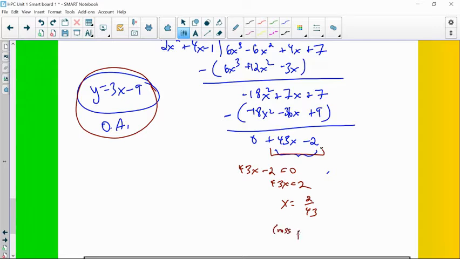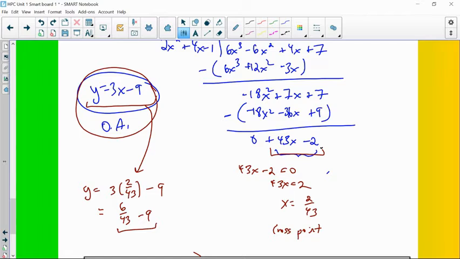Where does it cross the oblique asymptote? To get the y value, you could put it into either equation, but again, might I suggest putting it here. So the y component would be 3 times 2 over 43 minus 9, or that's 6 over 43 minus 9. And then again, you find out what that value is, and that would be your y component.